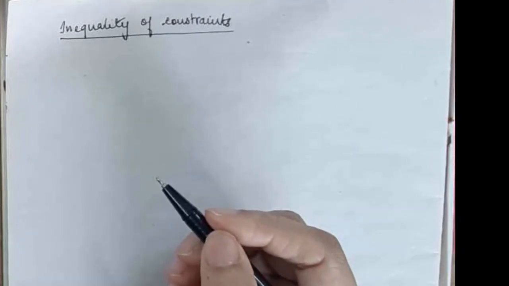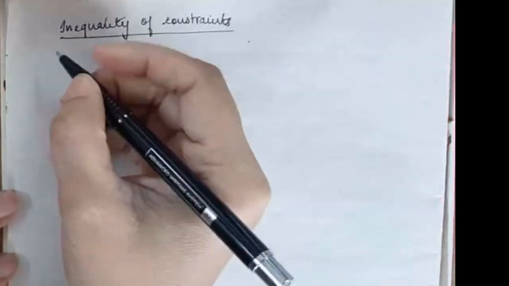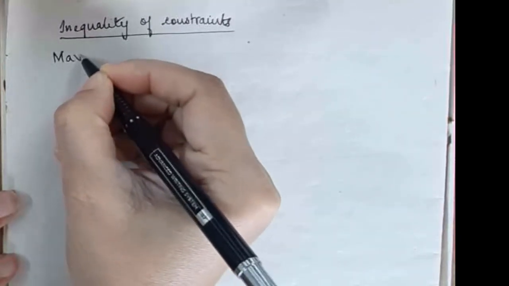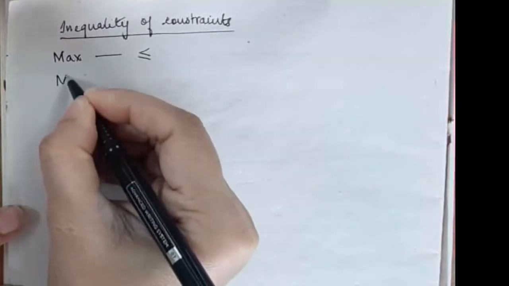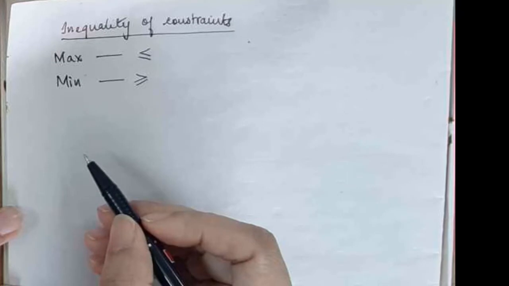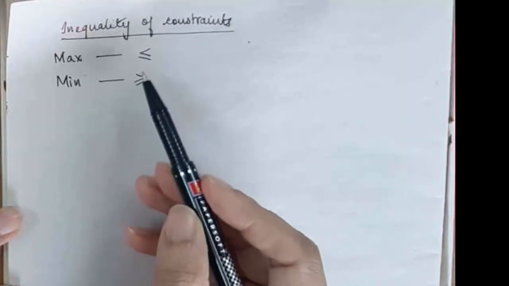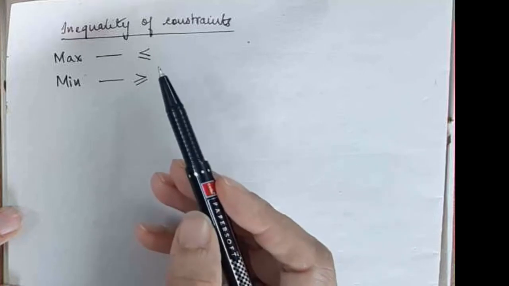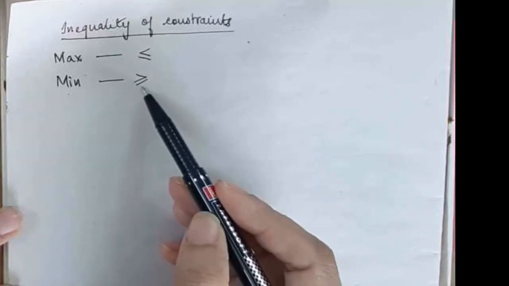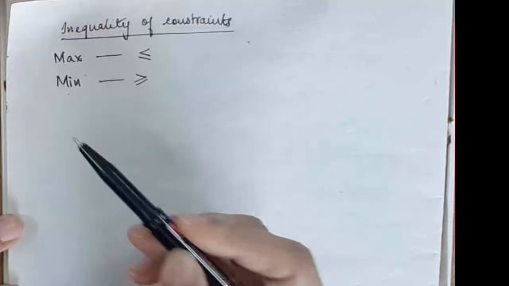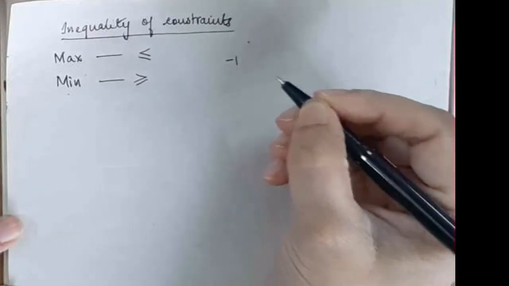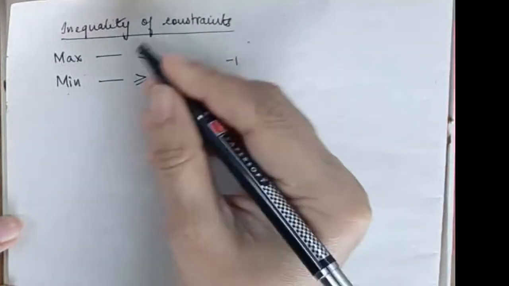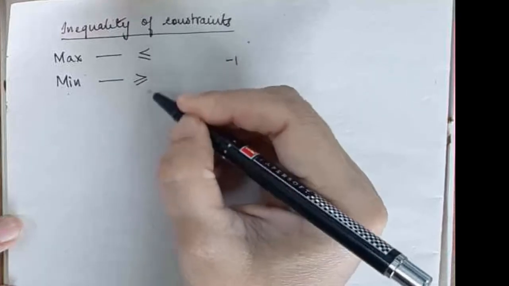Next, we are going to deal with inequality of constraints. Now, we have studied that in a maximization problem, all the constraints should be less than or equal to, and in minimization, all the constraints should be greater than or equal to. But in some cases, we have constraints which are of mixed type. That is, we will have both greater than and less than in a maximization, and in minimization, we will have both greater than and less than also. In those cases, what you have to do is multiply by -1 on both the sides to get the required sign of the constraints.